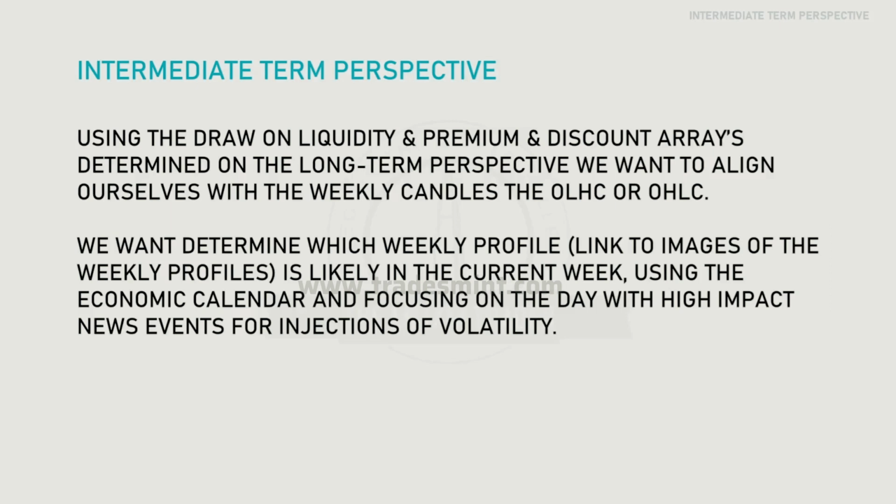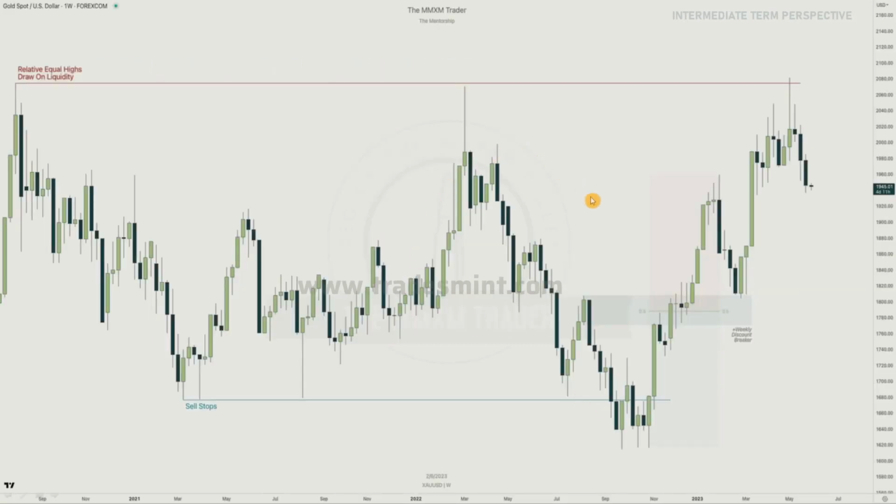Using the economic calendar and focusing on the day with high impact news events for injections of volatility. So over here we've got a gold weekly chart, right? We've got these relative equal highs up here, an easy draw on liquidity. Sell stops have been liquidated on the sell side over here, right? So order pairing again happening over here, starting to trade up, up and up, and back into that discount array, which is this weekly breaker, right?